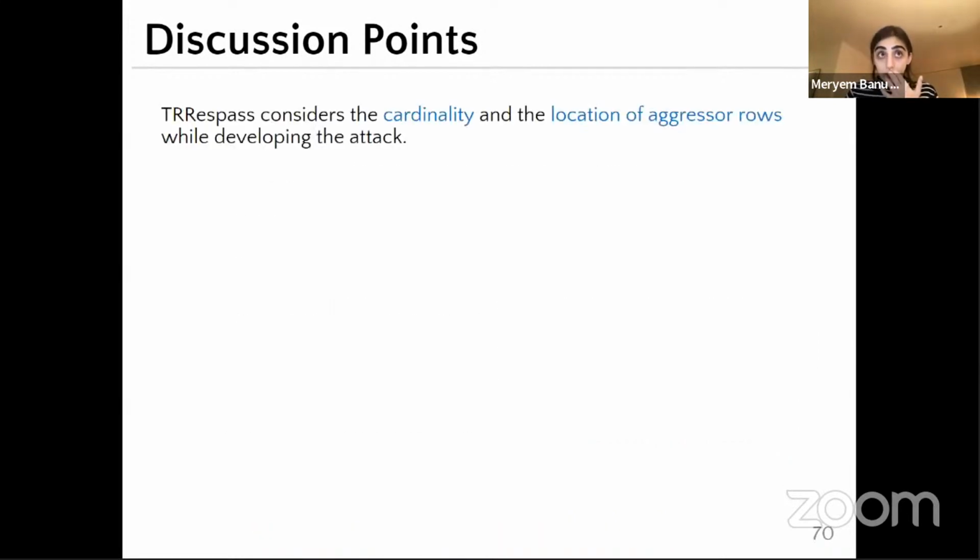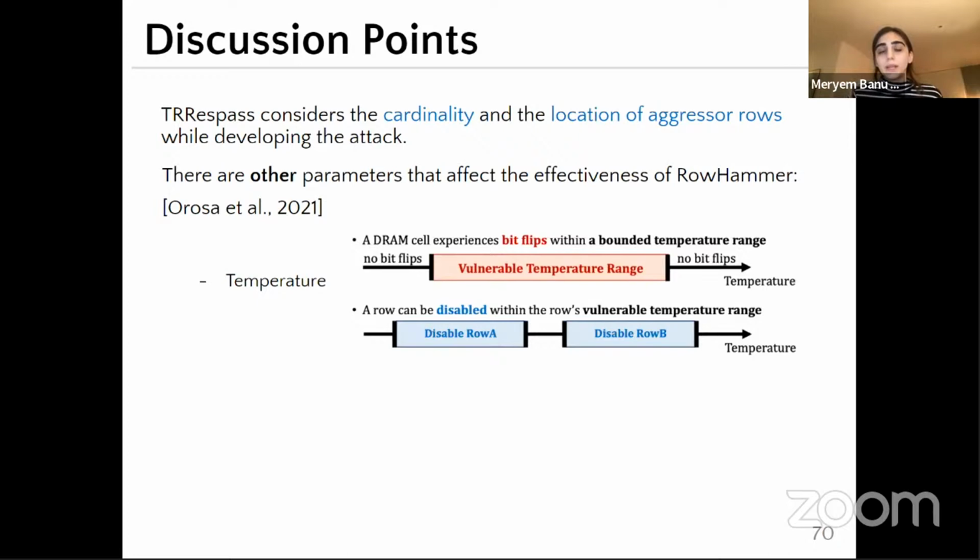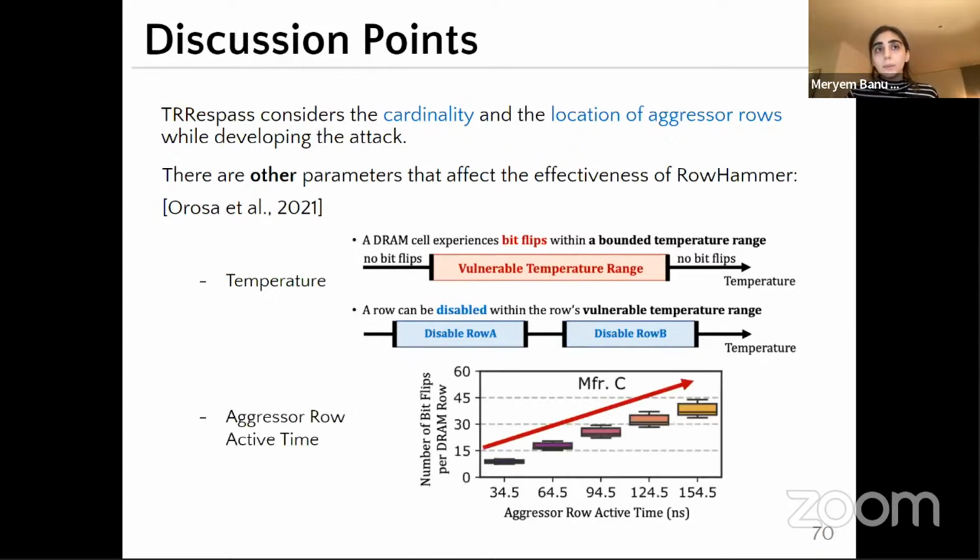So another point I would like to discuss is that TRRespass considers only the cardinality and the location of aggressor rows while developing this hammering pattern. But as shown with this MICRO 2021 paper, there are other parameters affecting the effectiveness of RowHammer. The first one is temperature. They show in the paper that DRAM cells are vulnerable to bit flips only in a specific range of temperature. And the second parameter they mention is aggressor row active time. I think it refers to the relationship between the amount of time the aggressor row is open and the number of bit flips observed.